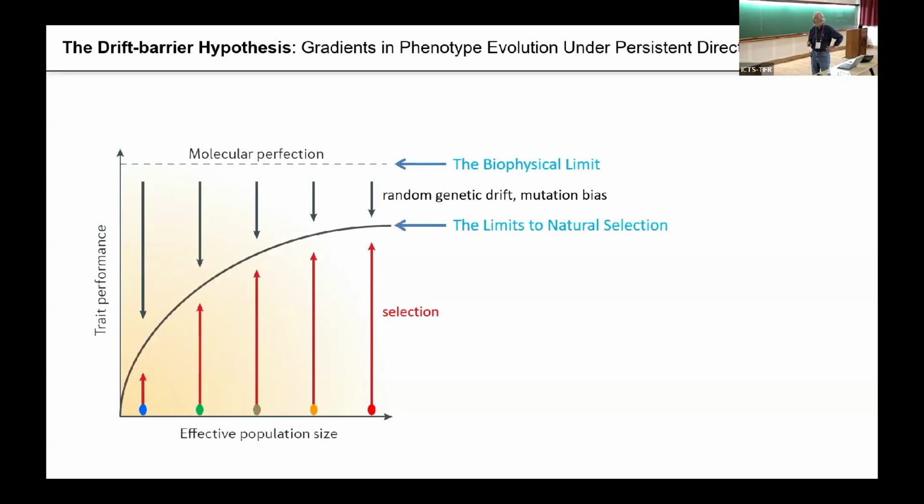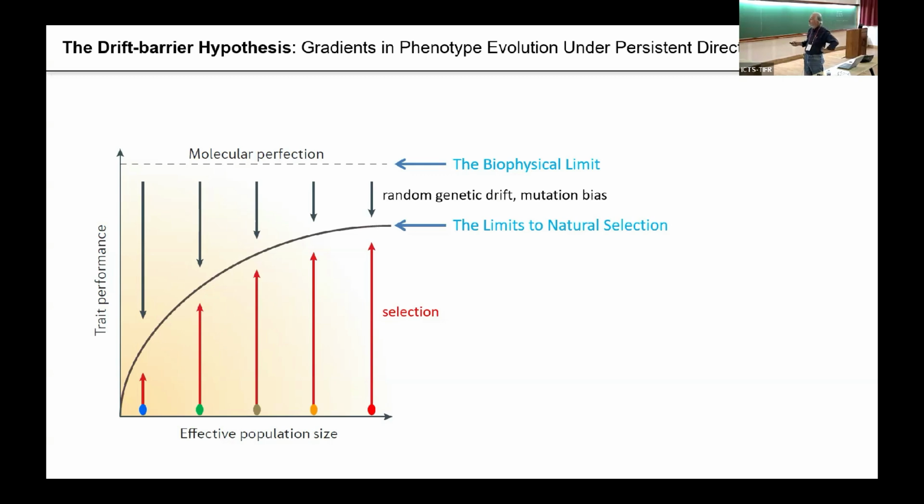So I'll start off by reminding you of this thing we call the drift barrier. The idea is pretty simple. Imagine you have some trait that has identical features in all species, all phylogenetic lineages, under persistent directional selection to increase. It's trying to get up to this thing we might call the level of molecular perfection. That's the limits of biophysics. So an enzyme can't do any better than the diffusion limit for substrate molecules and so on.